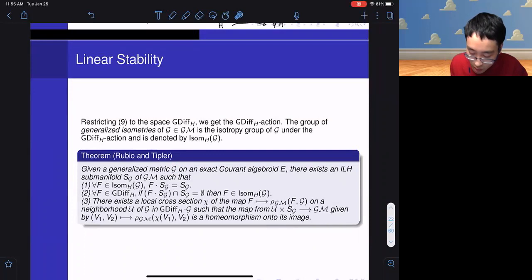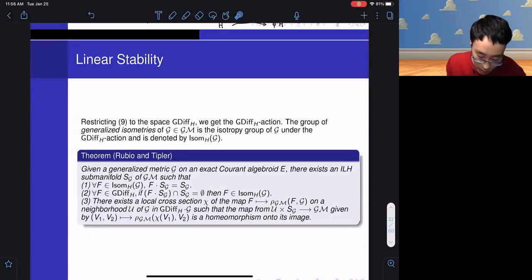Here we will not touch on the ILH manifold, so we can imagine that this is a submanifold. And what do these three properties say? It says that if you plug in an isotropic group element, then it should be invariant. And if you plug in some diffeomorphism whose intersection with the original slice is empty, then this F must lie in the isotropic group.